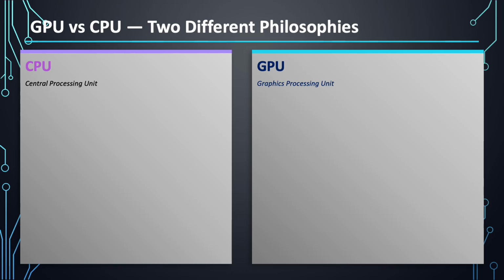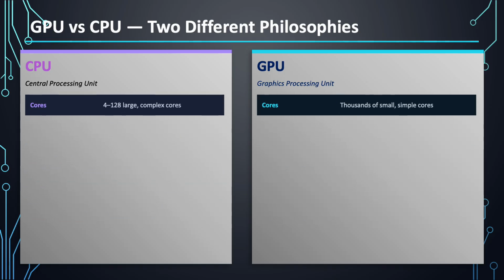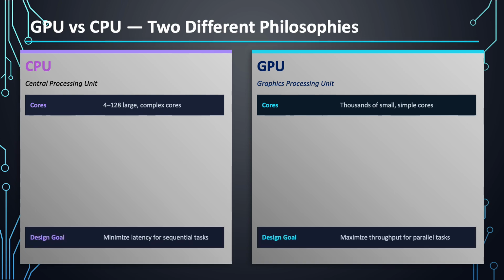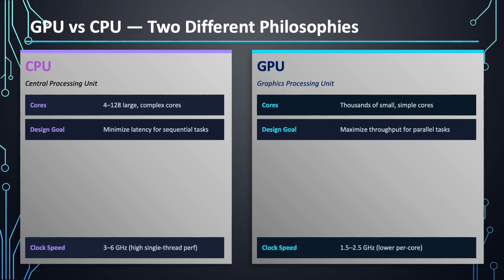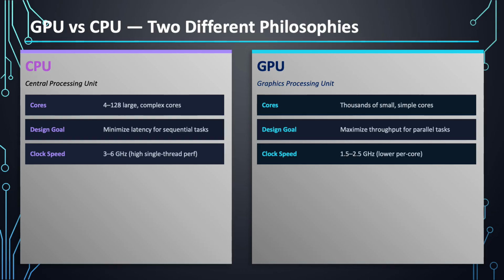How is a GPU different from a CPU? Let's compare GPU and CPU on different metrics to understand it better. Cores. CPUs have fewer cores but they are large and complex, while GPUs have thousands of small cores that are simple. While the goal of a CPU is to minimize latency for sequential tasks, that of a GPU is to maximize throughput of parallel tasks. A CPU operates at 3 to 6 GHz while a GPU operates around 1.5 to 2.5 GHz.